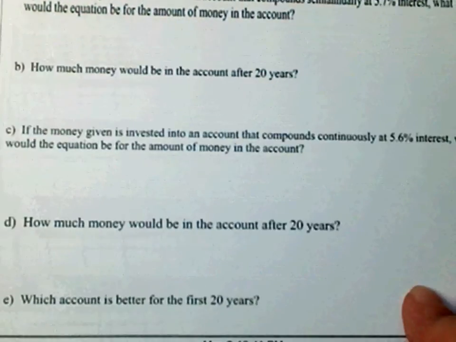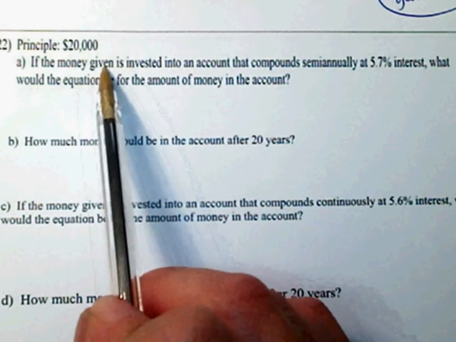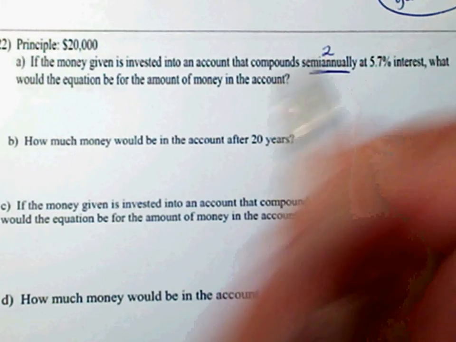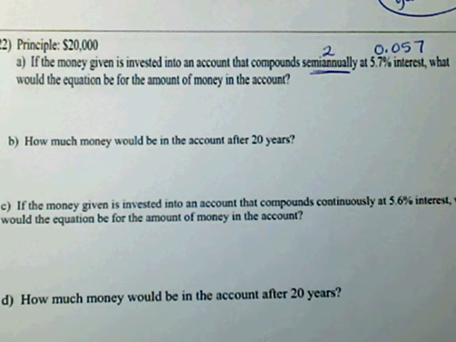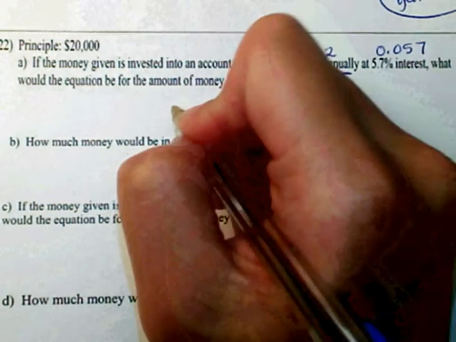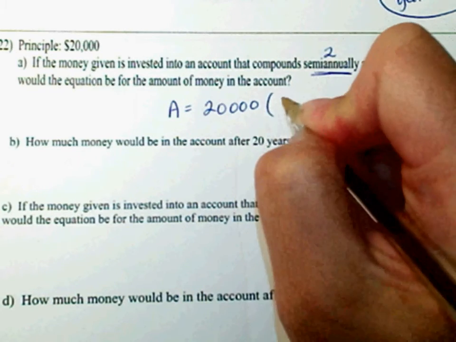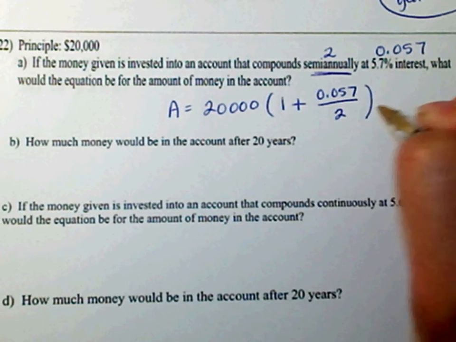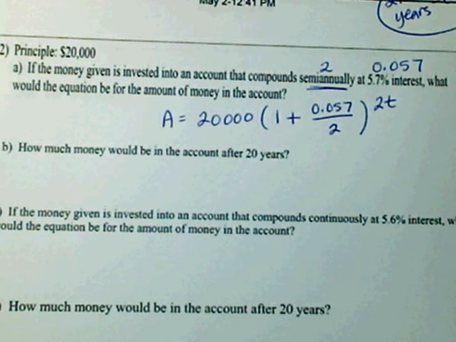On 22, you've got a principal of 20,000. Let's read it. It says, if the money given is invested into an account that compounds semi-annually, that means twice a year, at 5.7% interest, which is 0.057, write the equation for the amount of money in the account. So we're going to use our compound formula. A is equal to the principal, 20,000, parentheses, 1 plus 0.057 divided by 2, raised to the 2 times your T. So there is your equation to help you.